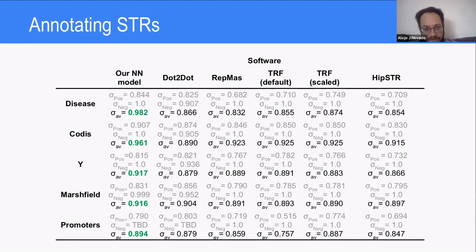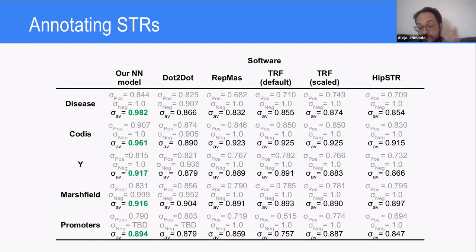In this example, the objective is finding the short tandem repeats. So we compared what we did to see if our neural network was any better than the previous methods at extracting repeats. We got all the data sets out there where they have annotated very carefully where all these repeats are. They were 5 different data sets. One is often called the disease data set, which are repeats that are often associated with disease. Other data sets are called CODIS, one specific to the Y chromosome, one from a paper of Mansfield, and another one that focuses on repeats in promoter regions.